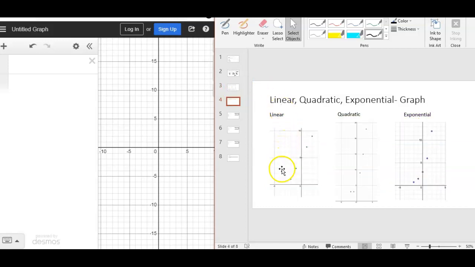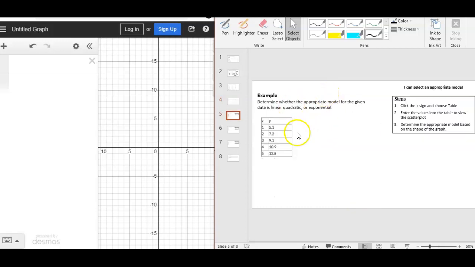So we can also look at the graph. If you look at how the graphs are when we graph the scatter plots in DESMOS, you can see that a linear will look like a line. Quadratic, you can see here we have like a piece of a parabola, and exponential has this sort of shape.